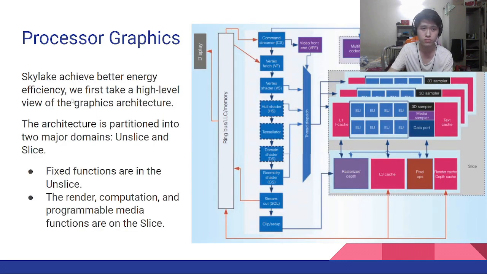This one is the processor graphics. Skylake achieves better energy efficiency. We take a higher-level view of the graphics architecture. The architecture is partitioned into 2 major domains: unsliced and sliced. The fixed functions are in the unsliced. The rendering, computation, and programmable media functions are in the slice. So this one is the slice. The blue part is the unsliced.